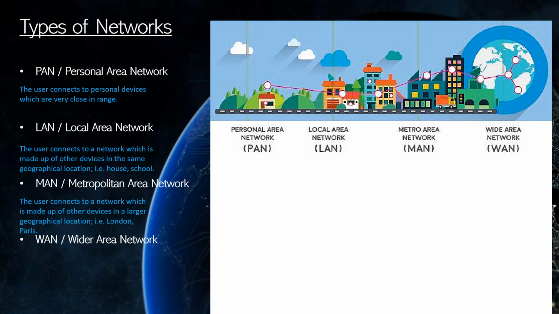Okay, the next one in line, so this is really the last one in the line, the WAN, wider area network. This includes the entire world. This is a global network, and the definition for it would be the user connects to a network which is made up of other devices not in the same geographical location, i.e.